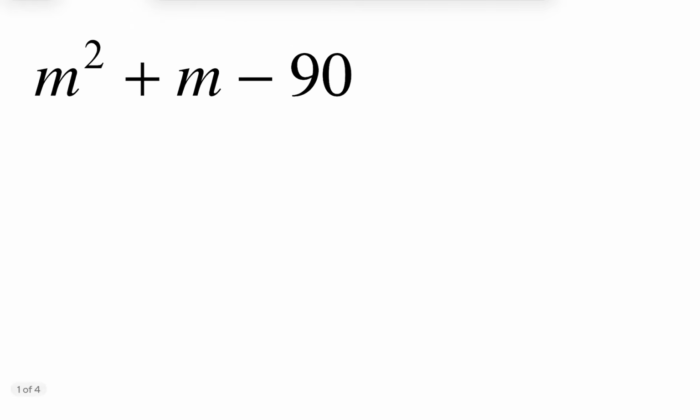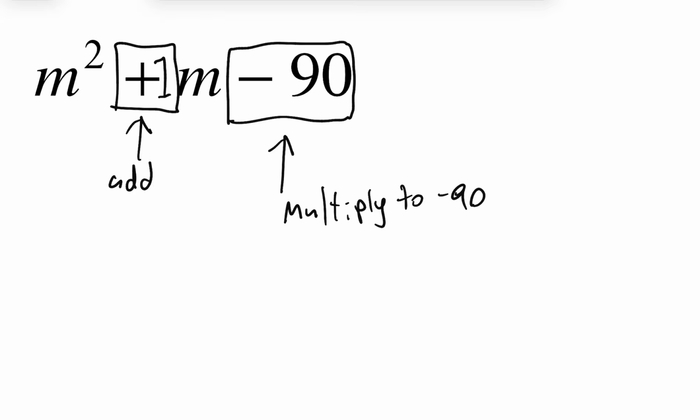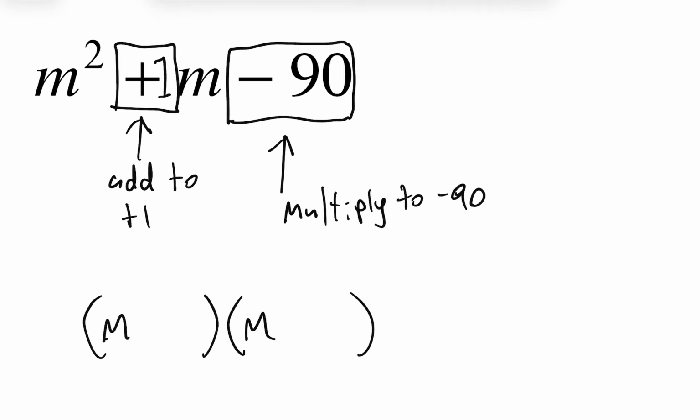Now, in this one, it's important to recognize that whenever there's no number in front of a variable, we can assume there's a 1 there, right? 1m is the same as m. So we need to find two numbers that multiply to negative 90 and add to positive 1, right? And our factored version is always going to be two parentheses. The variable will be at the beginning of both parentheses.